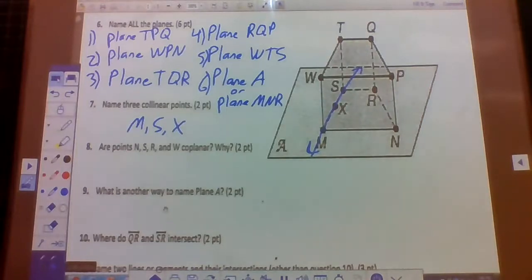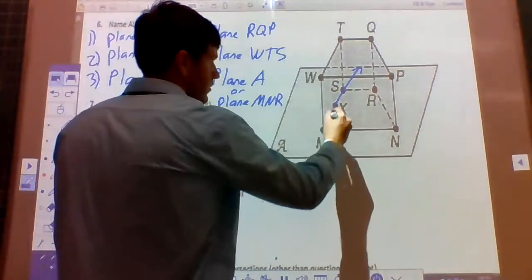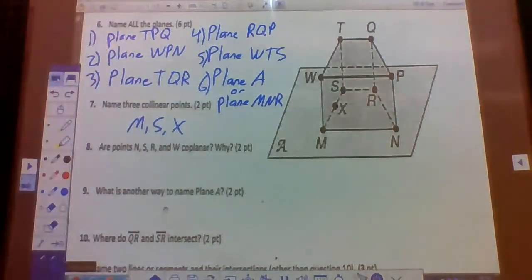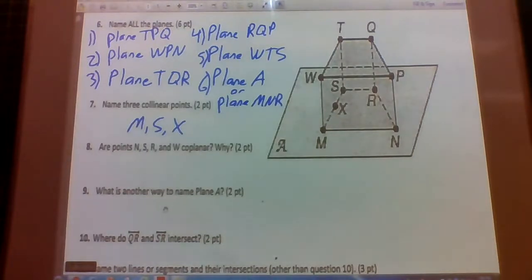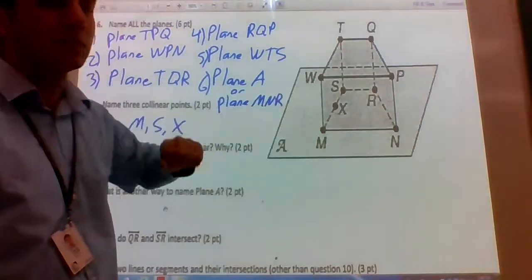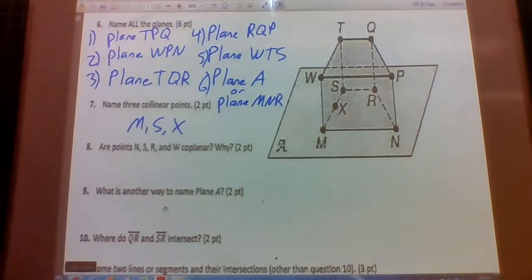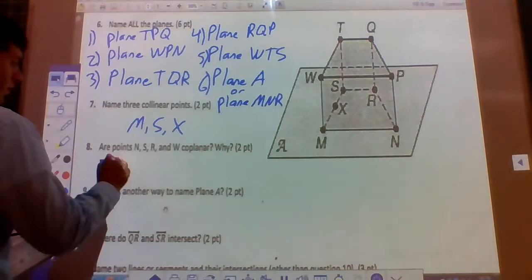Are points N, S, R, and W coplanar? So no, they are not, right? S, N, and R are all on the bottom plane. They're all on plane A. W is not on that plane, so they're not all on the same plane, so we can say no.